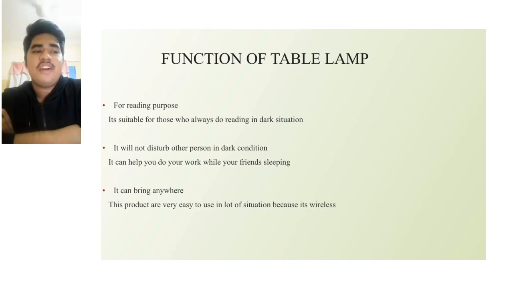So I will share with you our function and characteristic of our product. First, our function is for reading purpose. It's suitable for those who always do reading in the dark. For example, high school students and university students, whenever they want to recap or do their homework, our table lamp will help them study more easily at night.